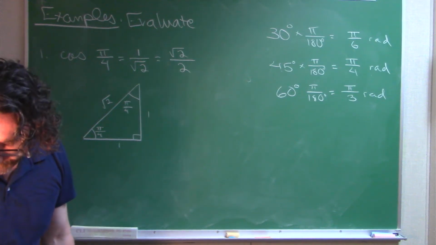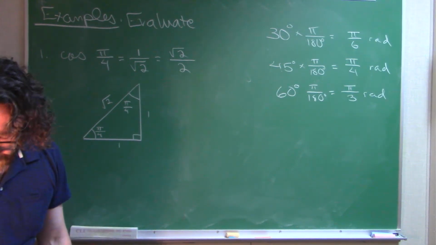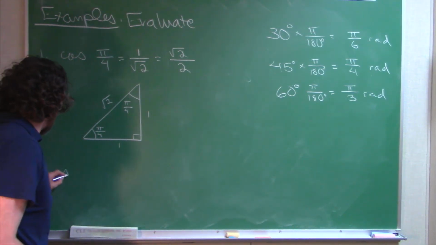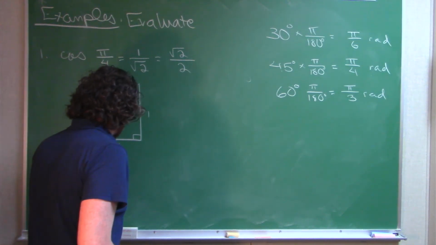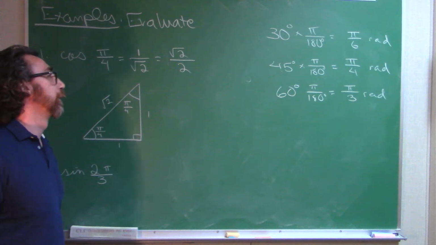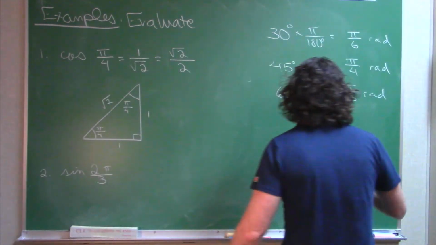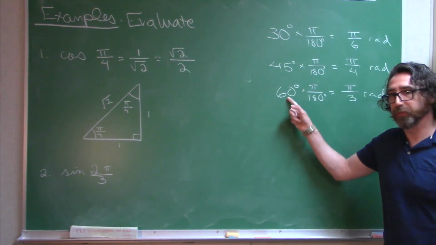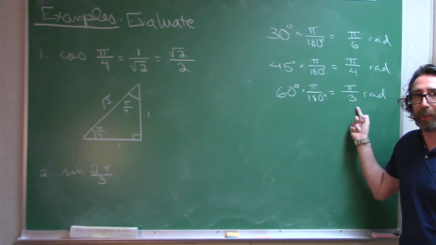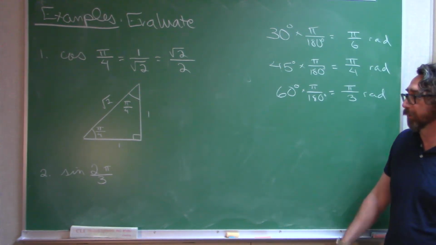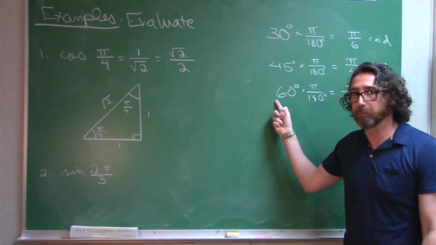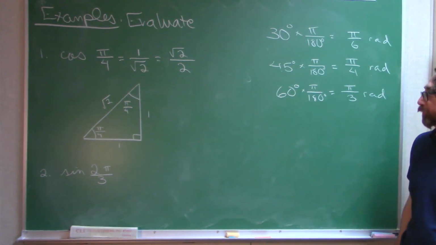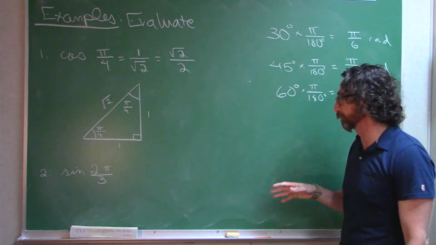Let's try another one. Sine 2 pi over 3. Well, 60 degrees corresponds to pi over 3. 2 pi over 3 would correspond to 120 degrees. Just hit both sides of this equality with a 2.